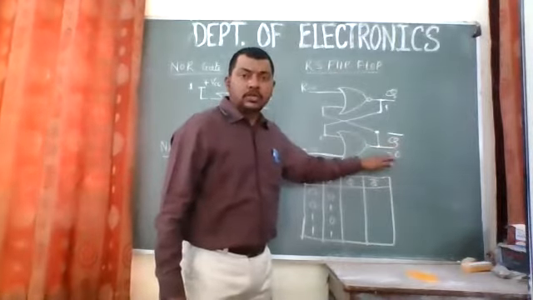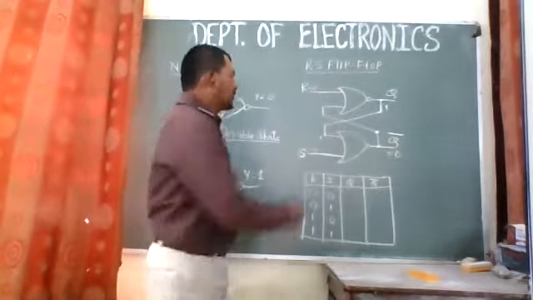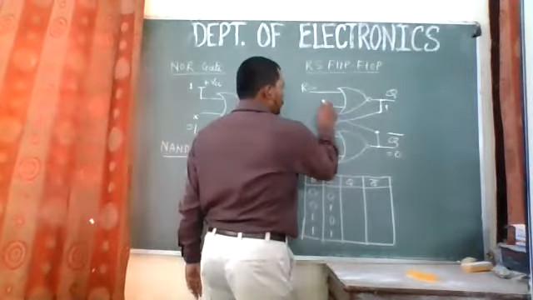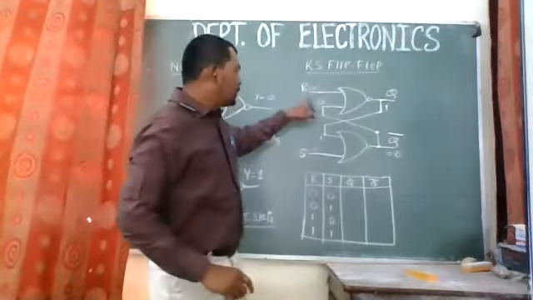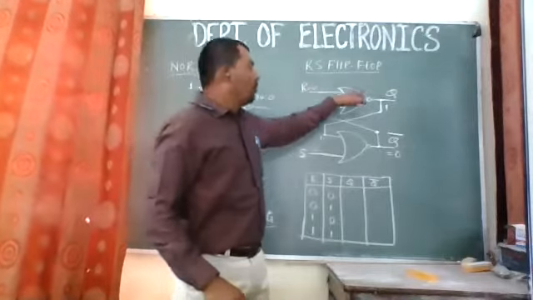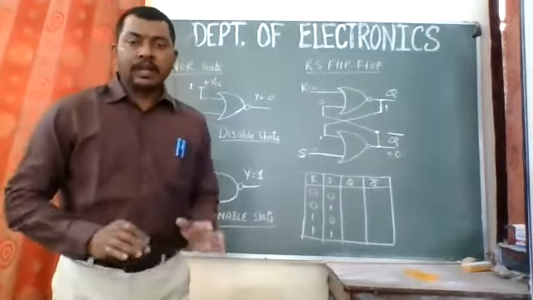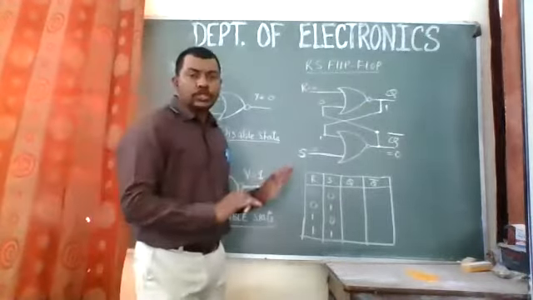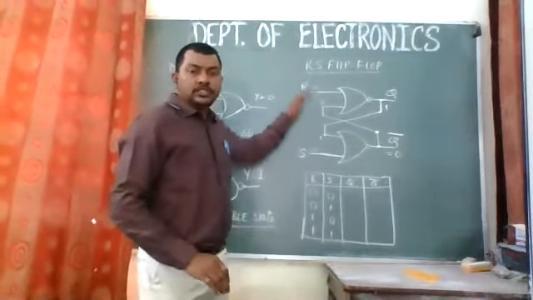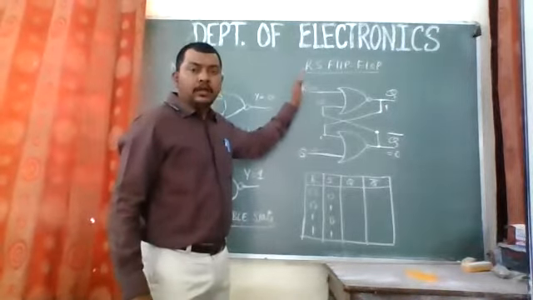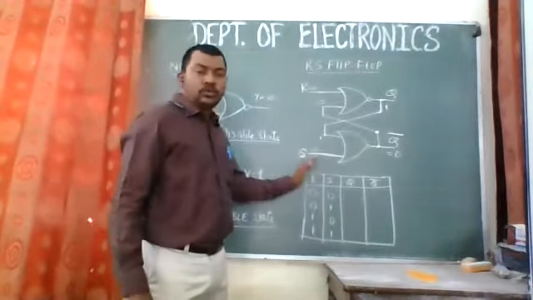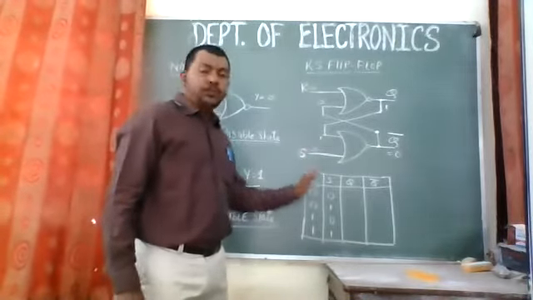Similarly, this 0 is fed back to this NOR gate, so that input will become 0. And if it is 0, then 0 and 0 will give you high, which implies that there is no change. So whenever we apply input 0, 0 to this gate, the output remains constant.